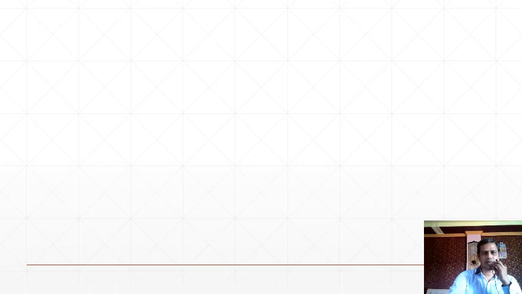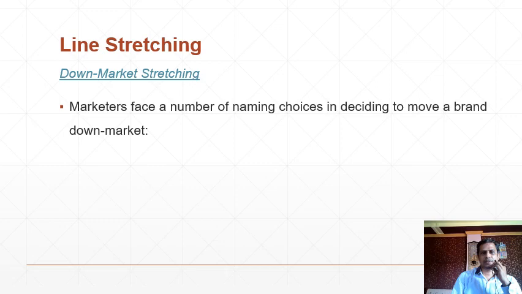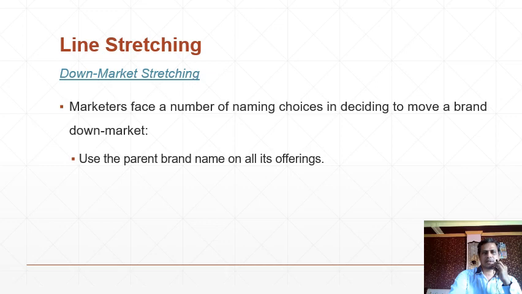While doing down market stretching, there might be branding issues that arise. So there are three options a marketer might come across in doing a down market stretch with regard to brand name. A marketer might use the parent brand name in all its offerings, just like what Sony does. Whatever product it releases, it uses Sony.